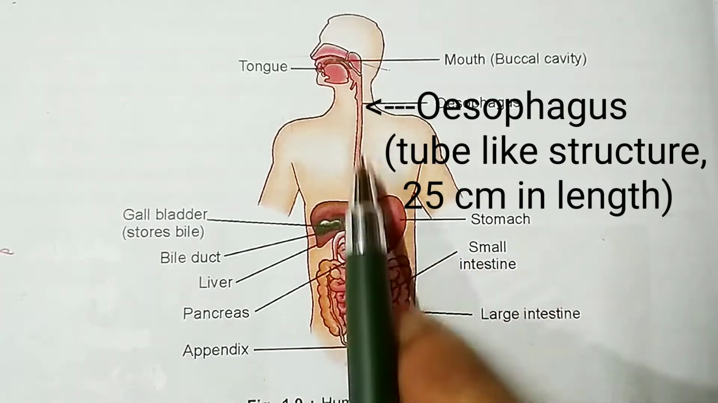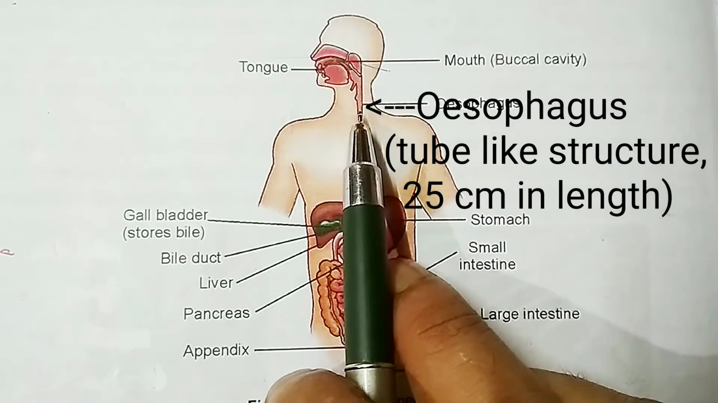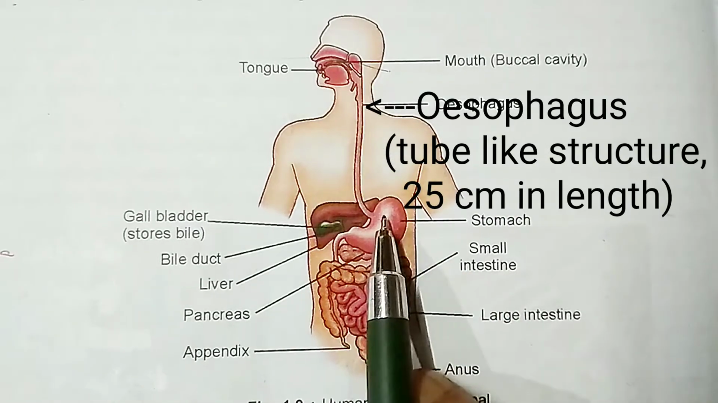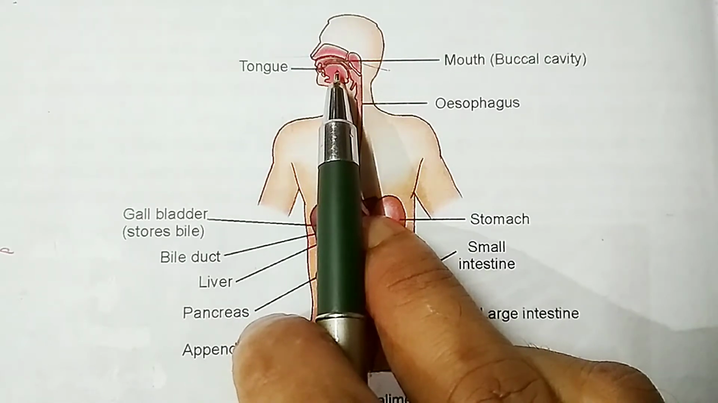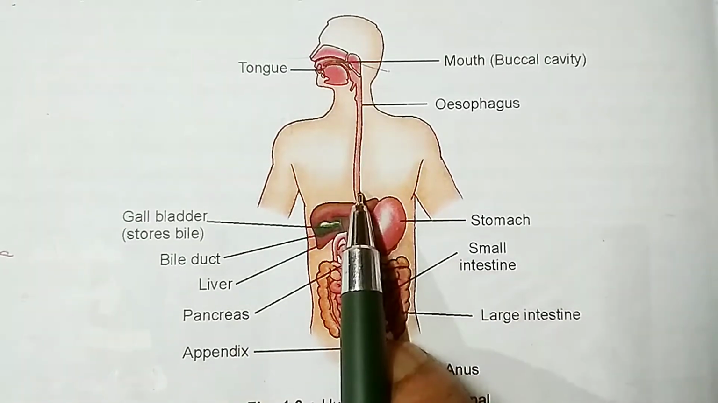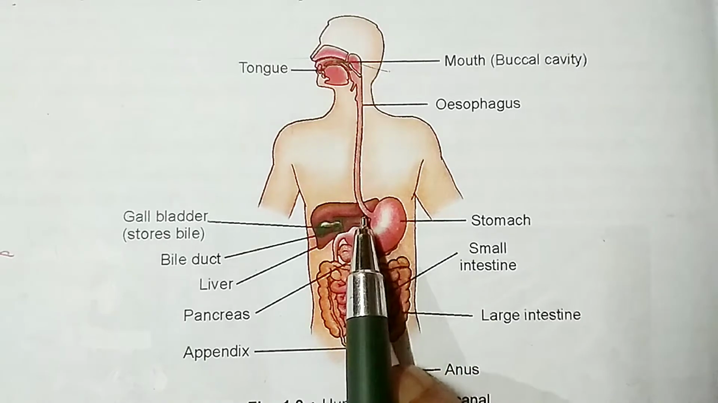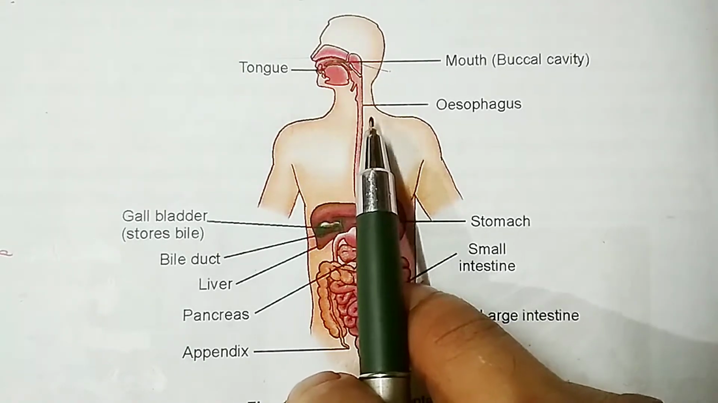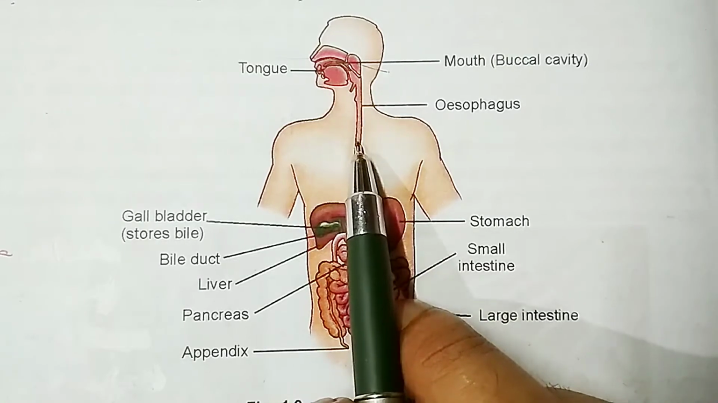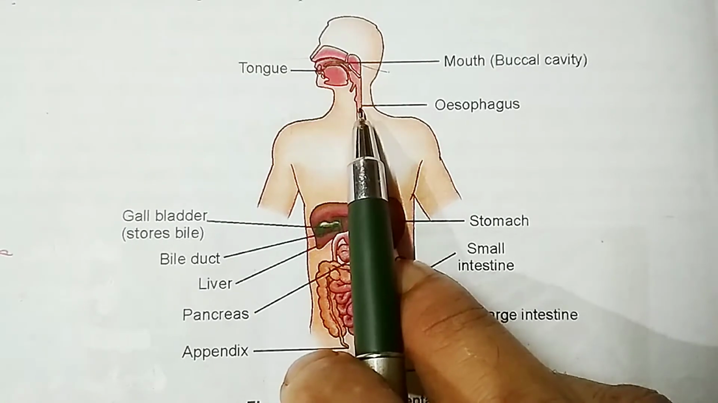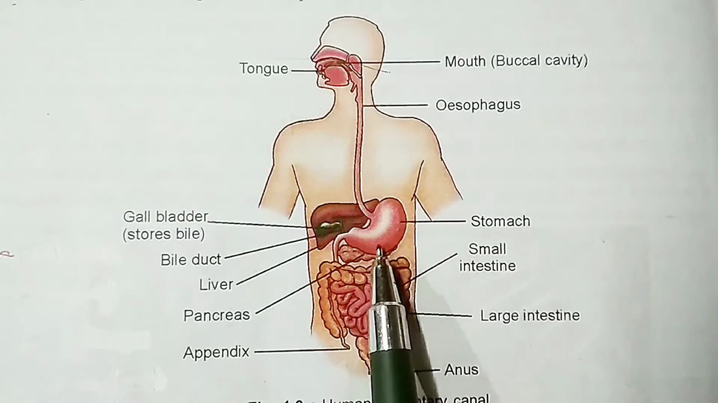Its length is around 25 centimeters. It extends from the pharynx up to the stomach. Food, whatever we have taken with the help of the mouth, passes through this esophagus by peristalsis. Peristalsis is the rhythmic contraction and relaxation of the muscles of the esophagus, due to which food can move from mouth to stomach.